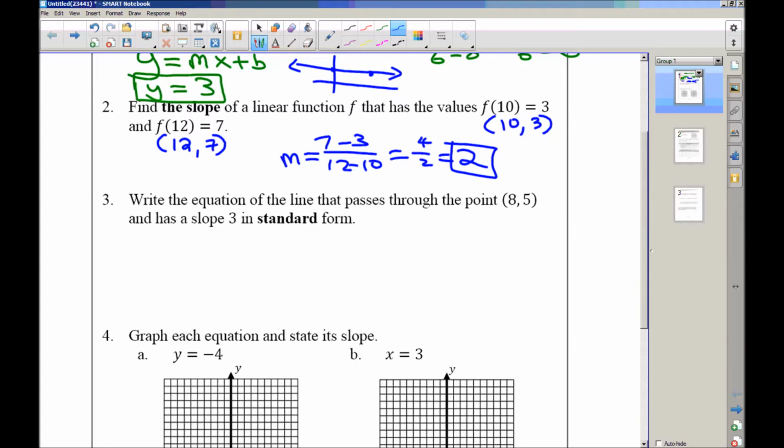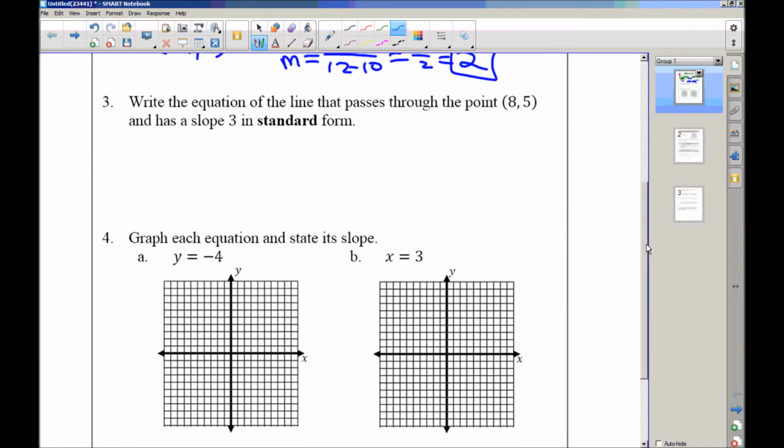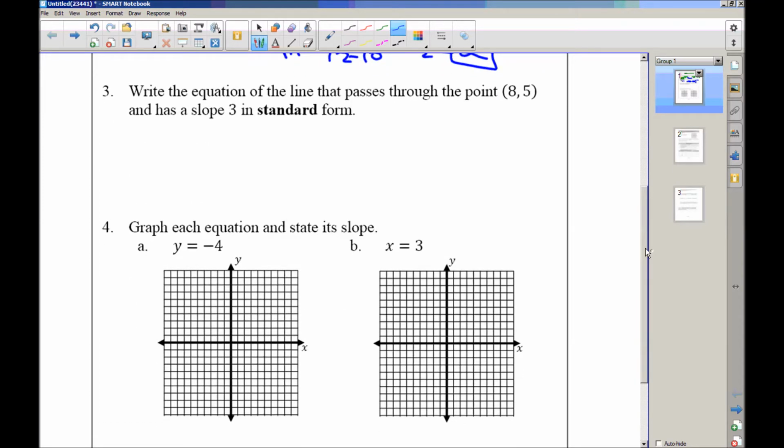Number 3, write the equation of a line that passes through the point (8, 5) and has a slope of 3 in standard form. So standard form, remember, is ax plus by equals c. But there's no way for us to start in standard form, so we have to pick one of these other ways. Well, what information are we given? We're given a point, and we're given a slope. So the trick here would be to start in point-slope form.